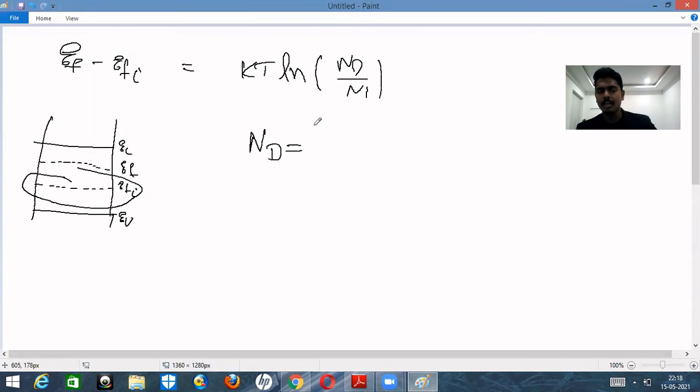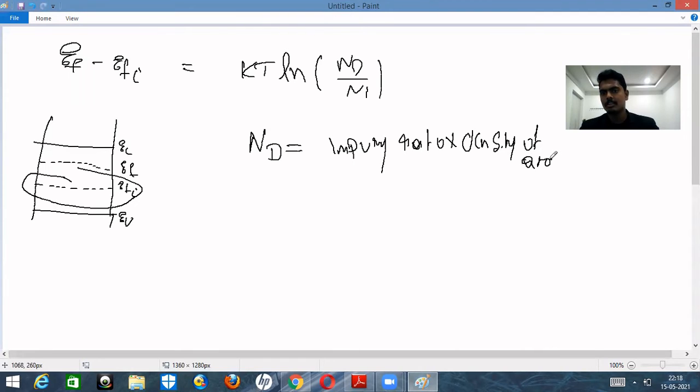I have sent you one formula. ND is nothing but the impurity ratio. ND is equal to impurity ratio into density of atoms. I have already said that. Density of atoms.